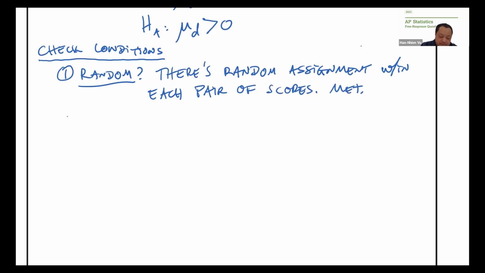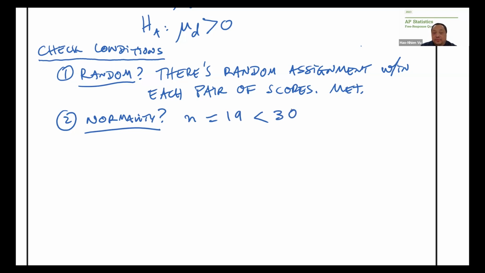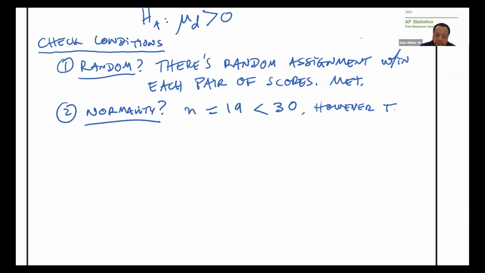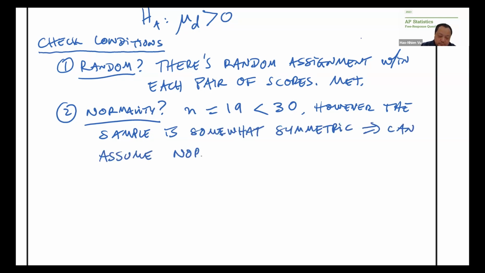This condition is met. And number 2 is normality. N is 19, and that is less than our usual cutoff of 30. So we have to look for normality somewhere else. And the place where you can look for it is in this box plot. It is kind of symmetric, kind of not, but close enough. This condition is met, and we can say that all conditions are met.